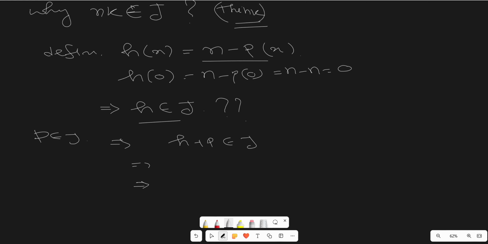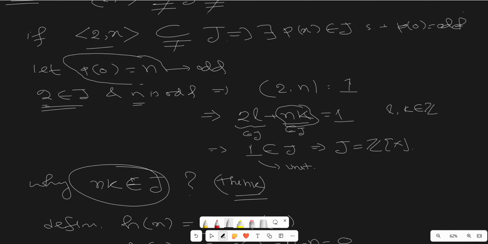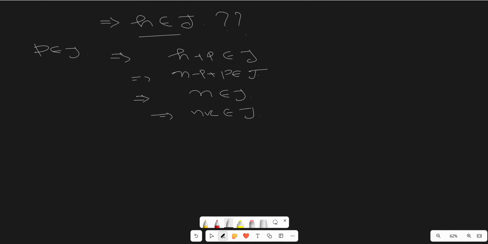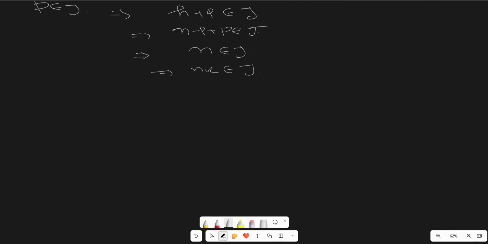That means n minus p plus p is inside J. This implies that n is inside J. If n is inside J, this implies nk is inside J. Are you getting my point? So this is why this nk is inside J. Okay, so that's all. So this is equal to J. So that's why.